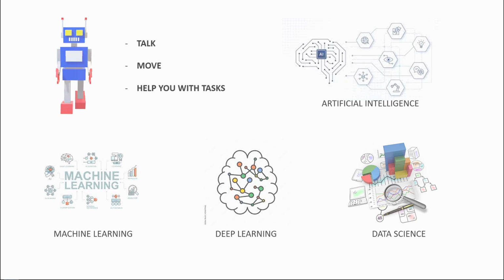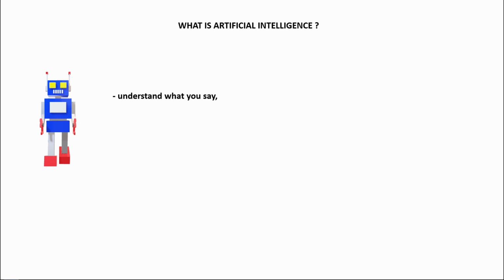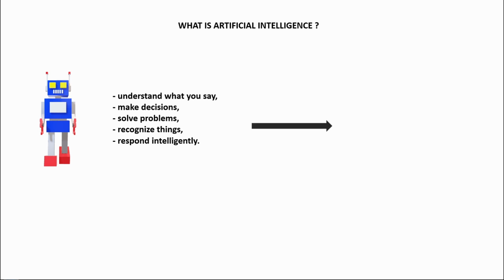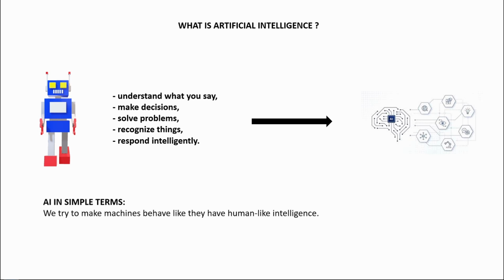Let's begin. So, what is artificial intelligence? If our robot can understand what you say, make decisions, solve problems, recognize things, respond intelligently, then we say it has artificial intelligence or AI. AI simply means we try to make machines behave like they have human-like intelligence.